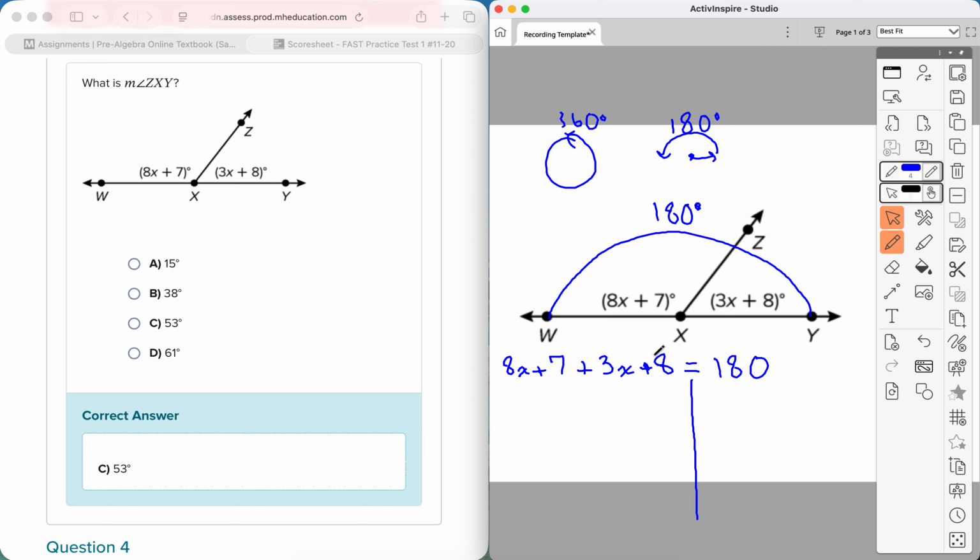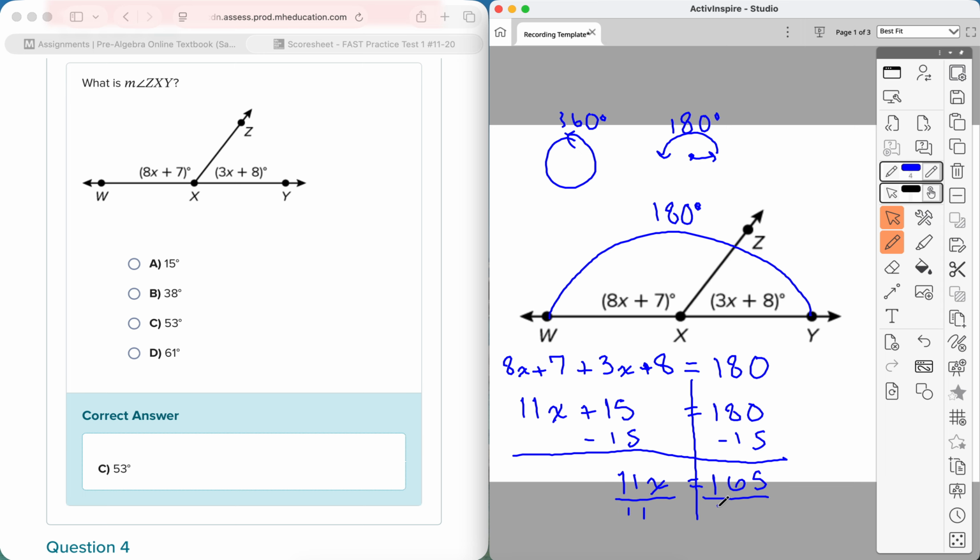So now we're going to solve this equation for x. Combine like terms, 8 plus 3 is 11, 11x. And then 7 plus 8 is 15. That gives us 180 still. Now we start eliminating things. Take away the 15 from both sides, leave the constant by itself. Because once it's by itself, we can divide. 11x equals 165. The last step is to divide by the coefficient 11.